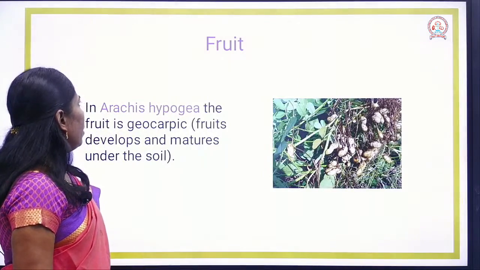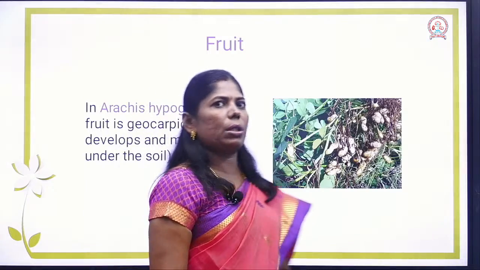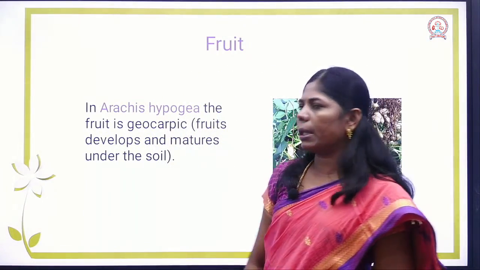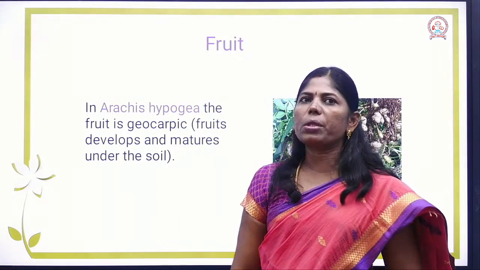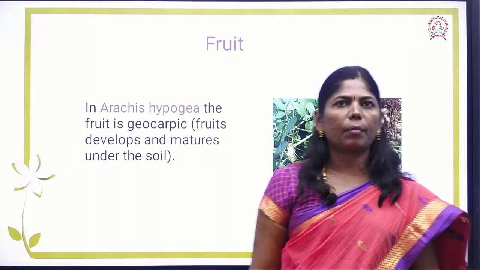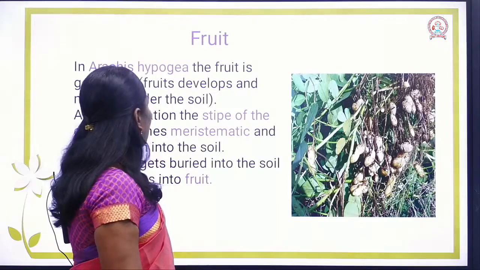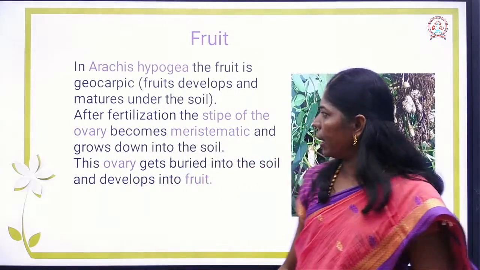So next one is Arachis hypogea. Arachis hypogea we know very well, that is groundnut. Okay, so that is another example, that is a geocarpic fruit because it is buried in the soil. Okay, under the soil, that is a geocarpic fruit, Arachis hypogea. The fruit is geocarpic, we already studied, isn't it?